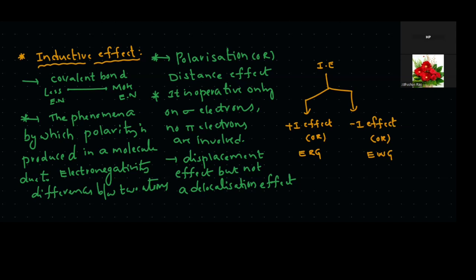First one, plus I effect. Plus I means the group which releases electrons more than carbon and hydrogen in a chain. More than carbon and hydrogen in a chain is called plus I effect.